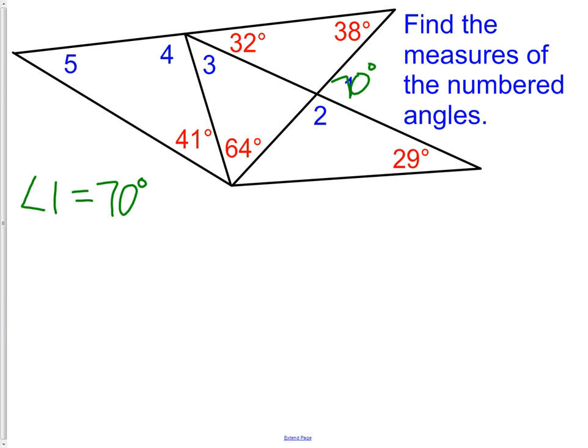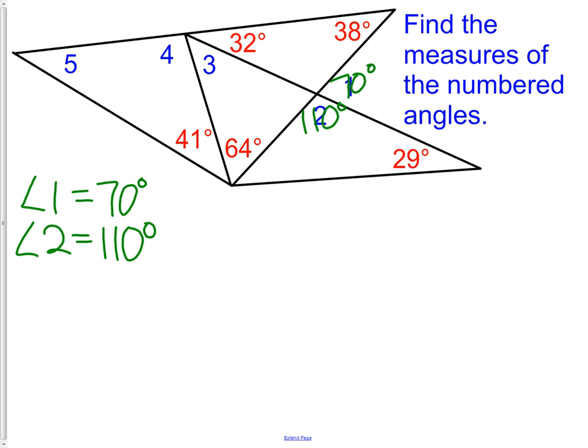Now we don't always have to go back to the same theorem or same definition in order to find our answers. In this case, I'm going to use my 70 degrees to find the measurement of angle 2. Angle 2 is a linear pair with angle 1. That means they need to add up to 180 degrees. Angle 1 is 70, therefore angle 2 is 110.